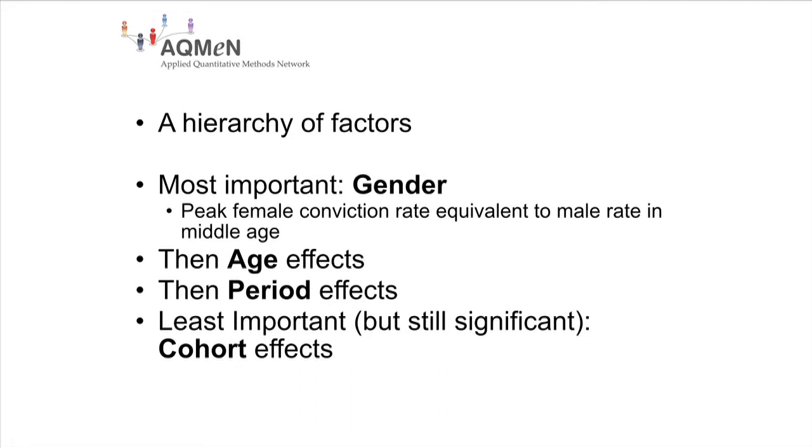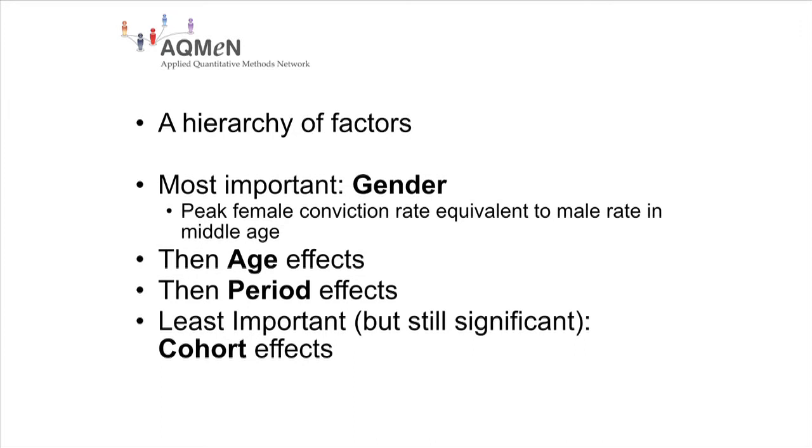So now, using the contour maps and the fact that they're labelled, we can work out, for instance, that the peak female conviction rate is equivalent to the male conviction rate in middle age. However, once we've accounted for gender, the next most important factor in explaining the change in conviction rate is age.